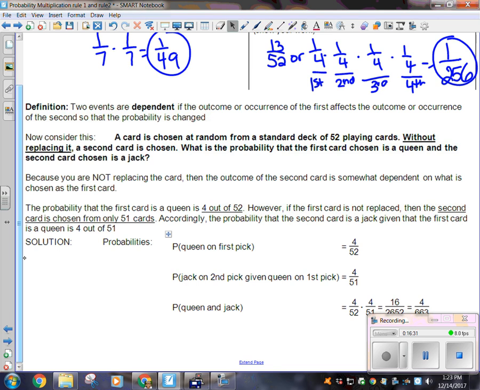Now, when I pick the jack, I still have 4 jacks in the deck, but do I have as many cards to pick from? Now there's only what? 51 cards. Do you see how it just had an effect? So it's not going to be 4 over 52 times 4 over 52.